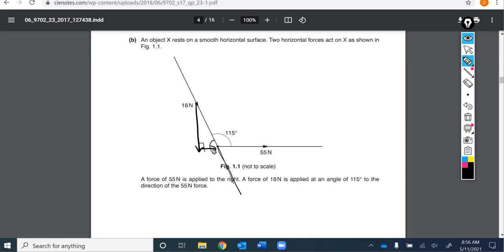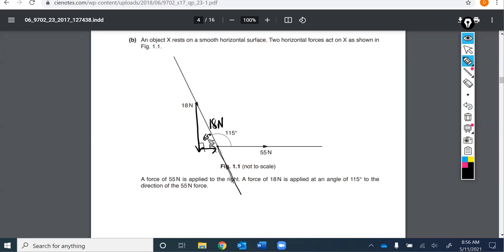So we can figure out this angle. Easy enough, right? It's the supplementary angle to this 115-degree angle. So if we take 180 minus 115, that gives us 65 degrees here. And then we know that's 90, and so this hypotenuse is the 18 newtons, right? Like that's the vector that we're resolving into down and right components. So now I think we know enough about this triangle to figure out the down and the right components.